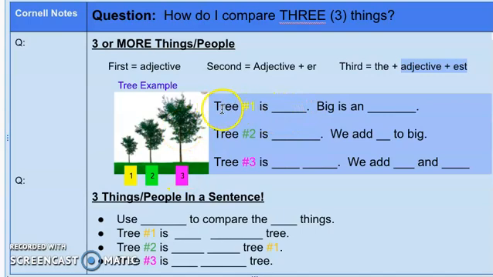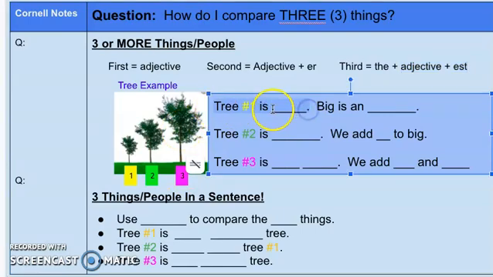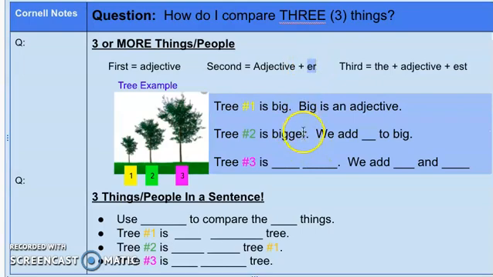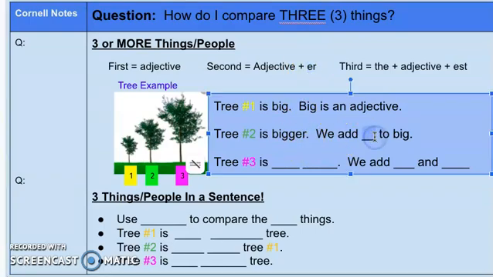So let's write the sentences. Tree number 1 is big. Big is an adjective, a describing word. What is tree number 1 like? Well, it is big. Tree number 2 is bigger. There's that ER, just like up here. We add ER to big to make bigger.